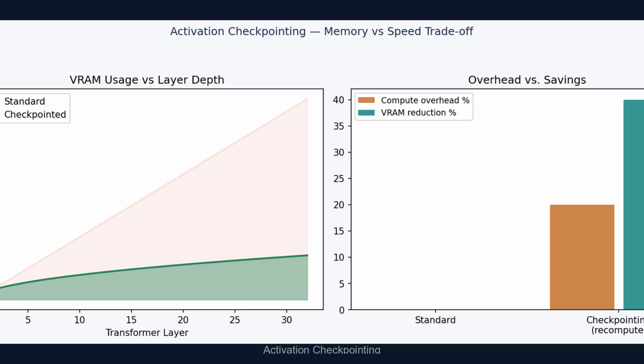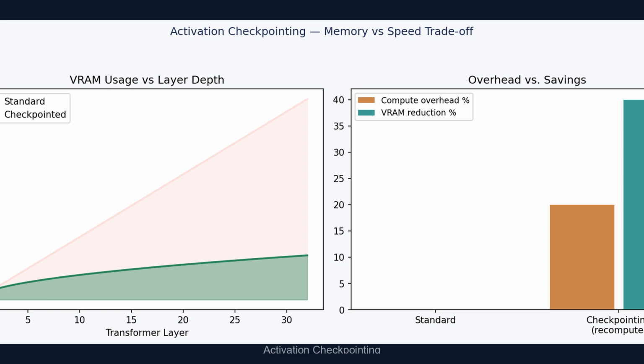This visualization shows the activation checkpointing trade-off across transformer depths. The pink area represents standard VRAM usage. It grows steeply as you add layers, because every layer's activations accumulate in memory simultaneously. The green area shows checkpointed VRAM usage. It grows much more slowly, because activations are discarded after each checkpoint boundary and recomputed on demand.